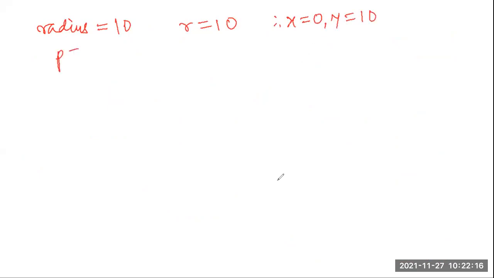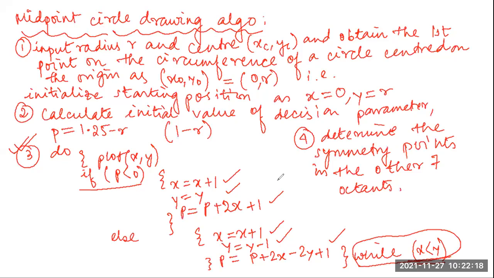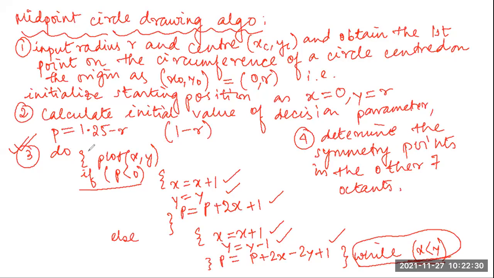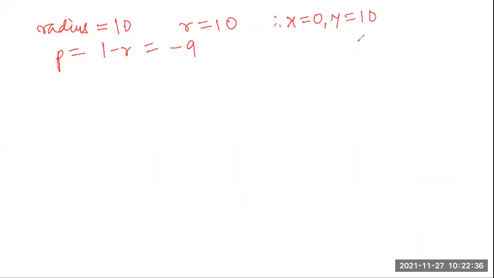The next statement is to calculate the decision parameter, 1 minus r. What will be the value of the decision parameter? Minus 9. Perfect. Then a do while loop. In the do while loop, first it says plot. So the first thing I will do is plot 0 and 10. This is the first point.